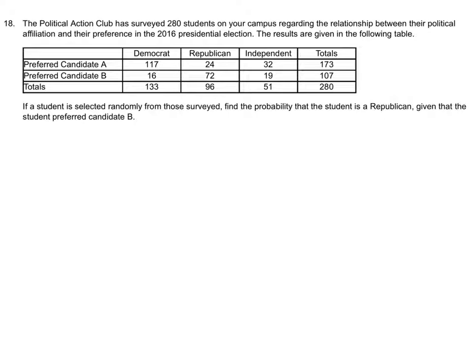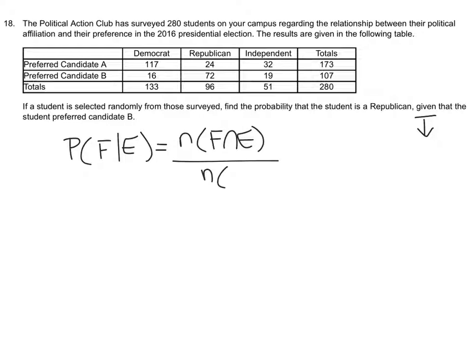If a student is selected randomly from those surveyed, find the probability that the student is a Republican given that the student preferred candidate B. We are asked to find a conditional probability because we have the word given in our problem. Given represents the conditional probability. So we're going to use the formula of the probability of F given E equals the number of times both events occur divided by the number of times the event E occurs.